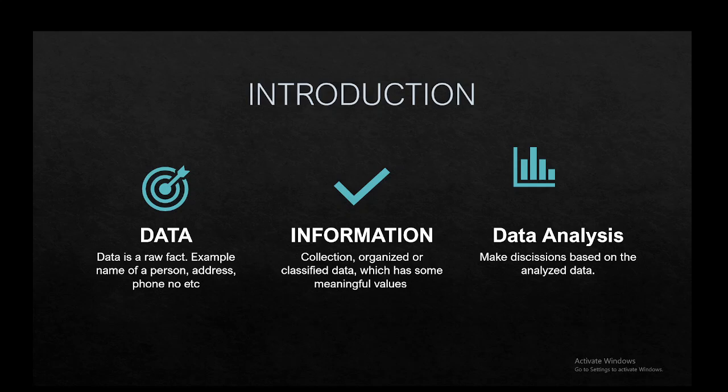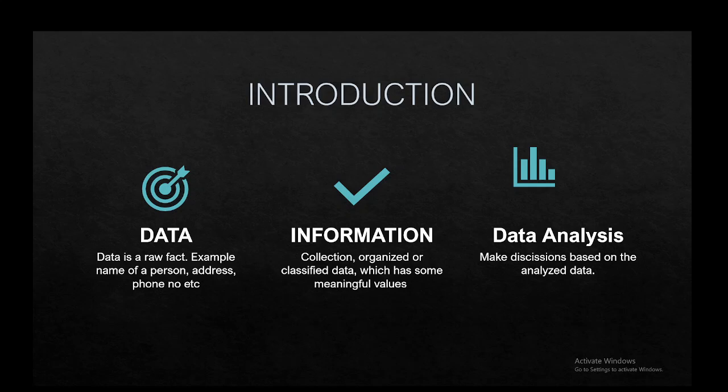First of all, we will want to look into what data is. Data is a raw fact. As it is, raw facts are things that we know and we can't just deny them. For example, the name of a person. Let's take, for instance, a name called Ahmed, or the address of a person or a person's phone number. These are all data related to a particular person.